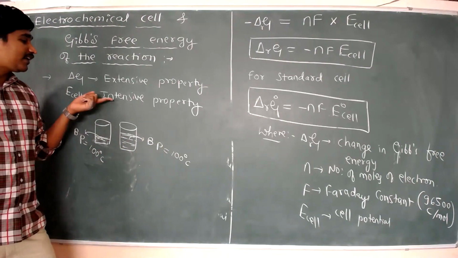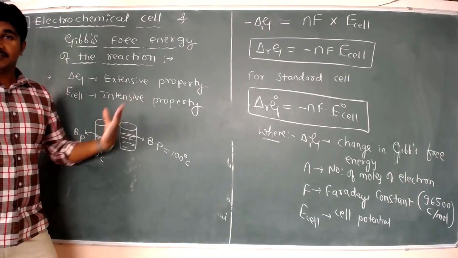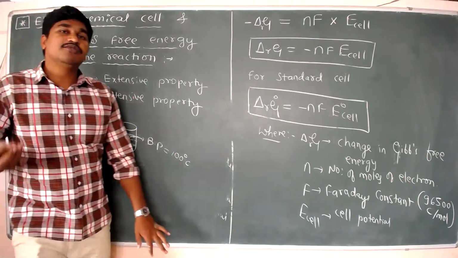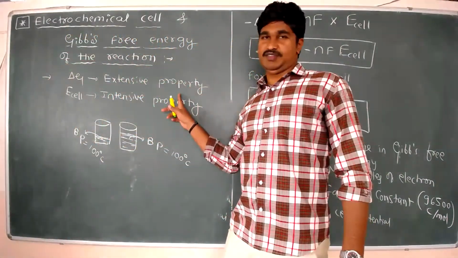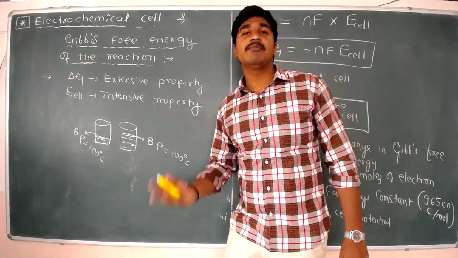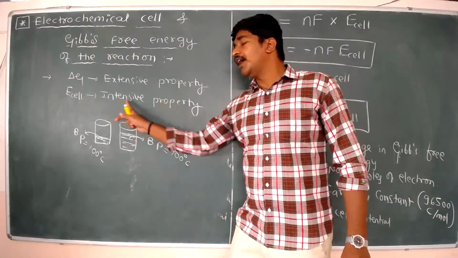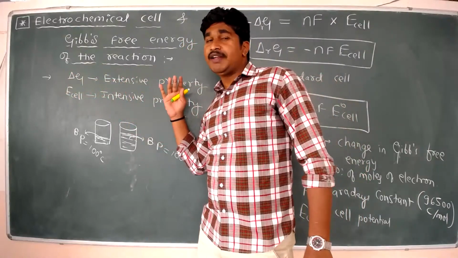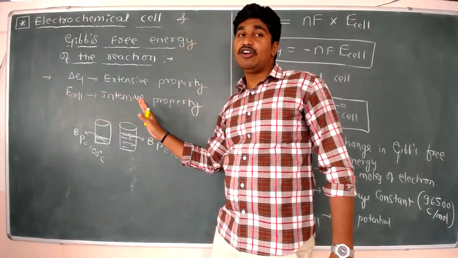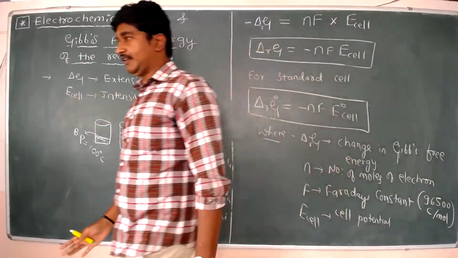Such properties are called intensive properties. The properties which depend upon the amount of matter are called extensive properties. The properties which do not depend upon the amount of matter are called intensive properties. Means delta G depends upon the amount of matter, while E cell does not depend on the amount of matter.